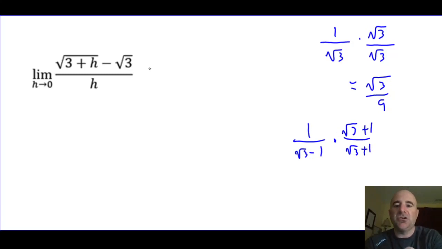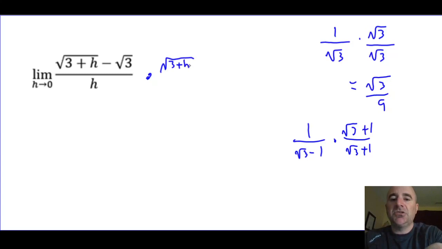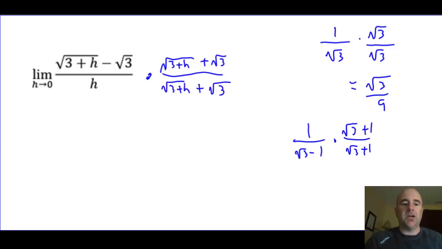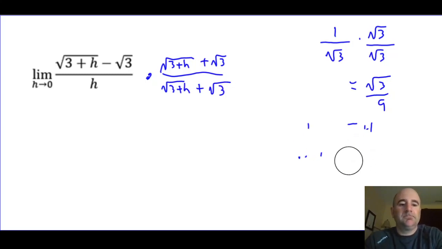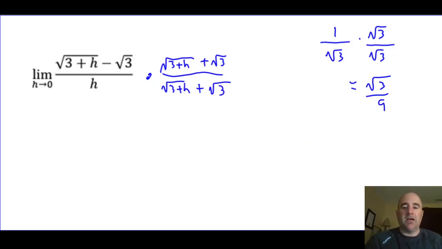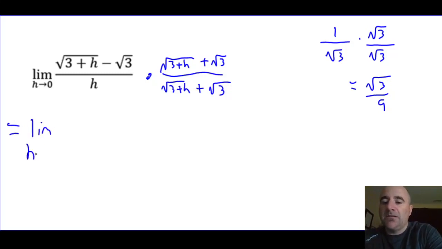The same strategy works here. We're going to multiply by what's called the conjugate, which is root 3 plus h plus root 3. And then, of course, you have to multiply the denominator by the same amount. Otherwise, you're breaking the rules. Okay? So, there we have it. Now, let's see why this works. Let's see why it rationalizes the numerator.